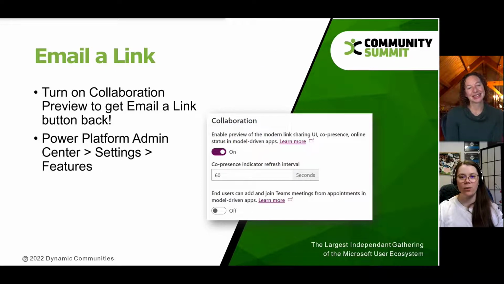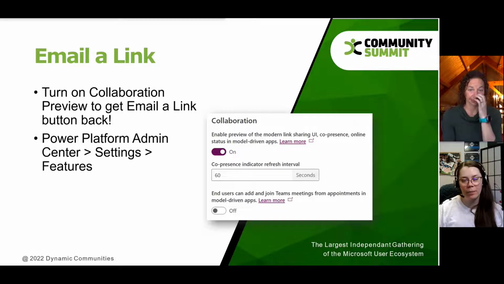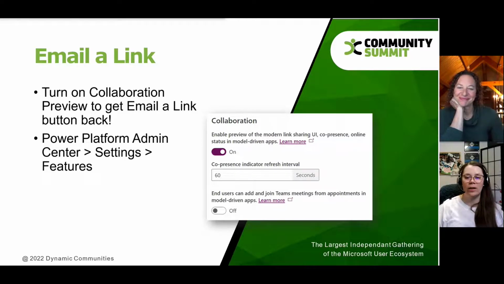Also, copy a link. For the old people like us who have been doing this for a while, we used to have the email link button and the copy a link button. And now copy a link has been gone, and it's sad, but it's back. So if you go to the features area, like we talked about before, Power Platform Admin Center, select your environment, settings, and features, you can turn on the collaboration features here, which is still in preview, but it will be cool. This is what gives you access to that copy a link function, and then also some other cool team stuff that's coming later.